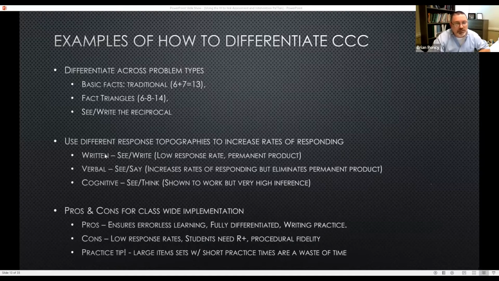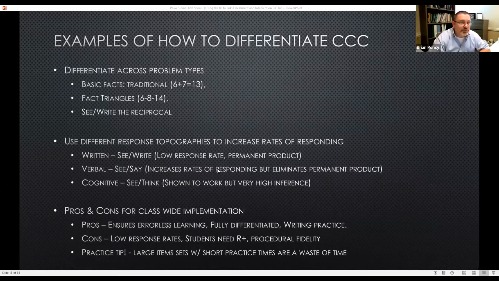And so traditionally we use written. The kid sees a problem, he covers it, he writes it. Low response rates, although it does obviously target the writing skill as well as getting the fact, but you have a permanent product, which is really pertinent when you're doing class-wide instruction. Kids can also just do it verbally, see, say it. So you take the writing component out. And this increases rates of responding, but then it eliminates the permanent product.